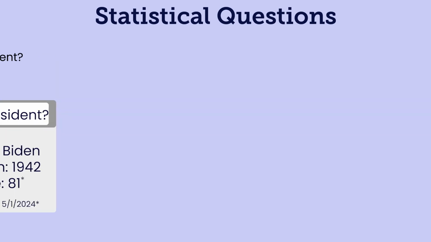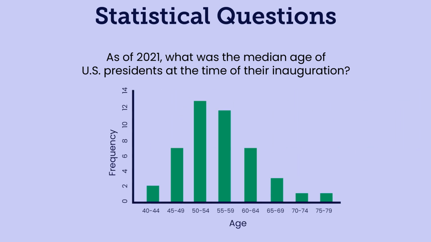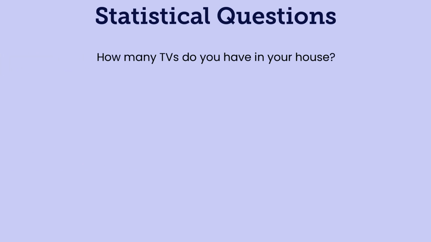As of 2021, what was the median age of US presidents at the time of their inauguration? This is a statistical question. Why? Because it requires the collection of data. Specifically, it requires the age of each US president at the time of their inauguration, and these ages serve as data points. The data then shows that the youngest president to take office was Theodore Roosevelt at 42 in 1901, and the oldest was Joe Biden at 78 in 2021. So the data varies.